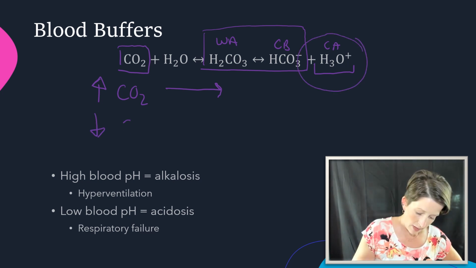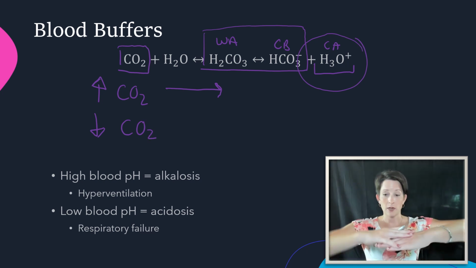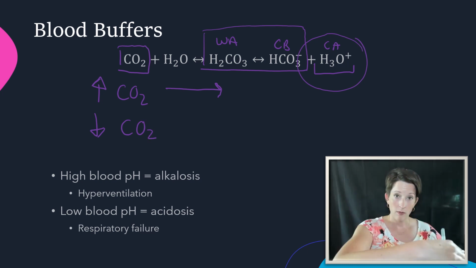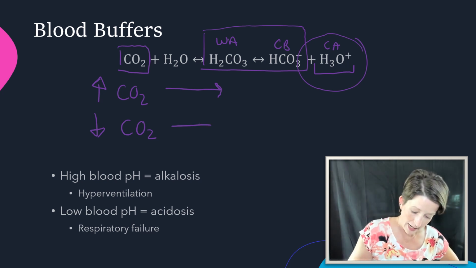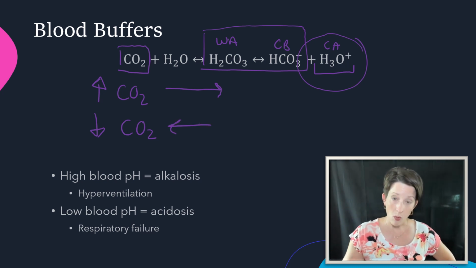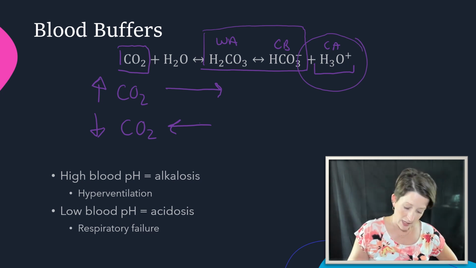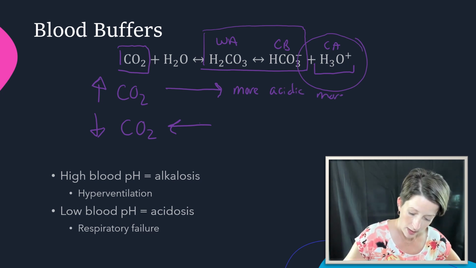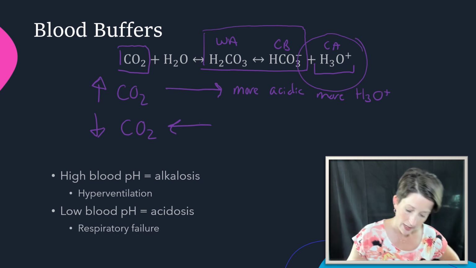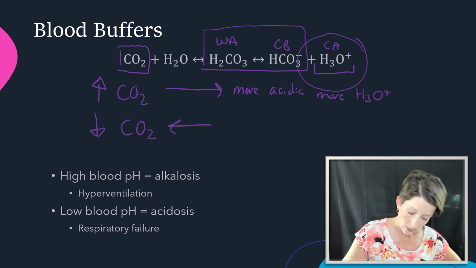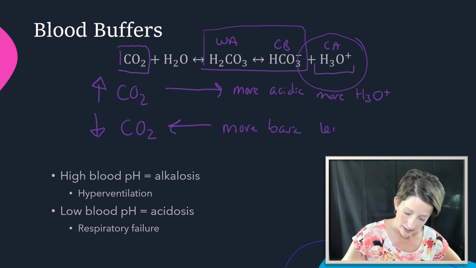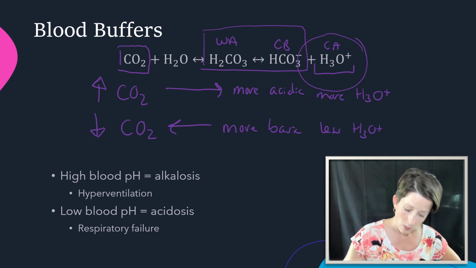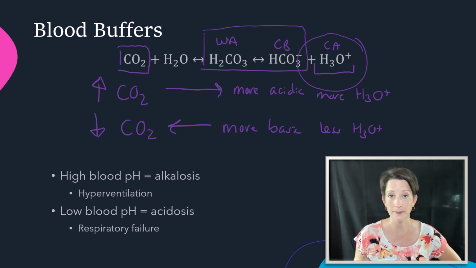If we decrease the amount of CO2, and so we're going to remove it, it's going to then roll back towards the reactant side, so the CO2 and water, away from that acid. So as we add more CO2, we become more acidic because we're making more H3O+. As we decrease the CO2, it becomes more basic because we see less H3O+, since we're pushing it back towards the CO2 and water.